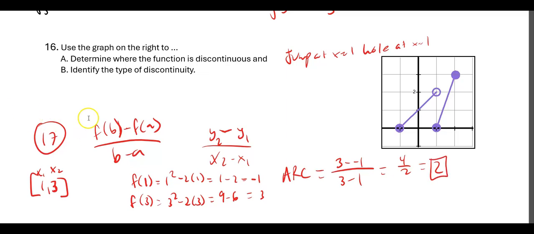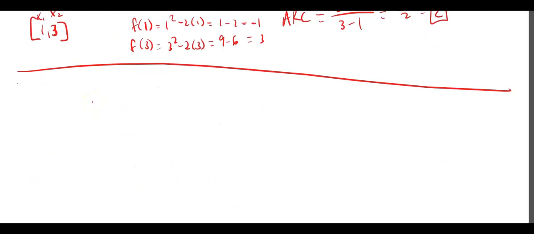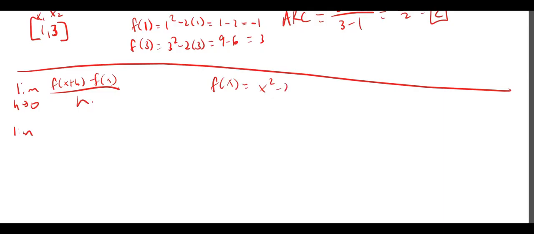Number 18, find the instantaneous rate of change. All right, so remember the definition of a derivative: the limit as h goes to 0 of f of x plus h minus f of x all over h. In this case our f of x is x squared minus 2x. So the limit as h goes to 0 of x plus h squared minus 2 times x plus h minus the original f of x. Always remember this part right here is always the original f of x.